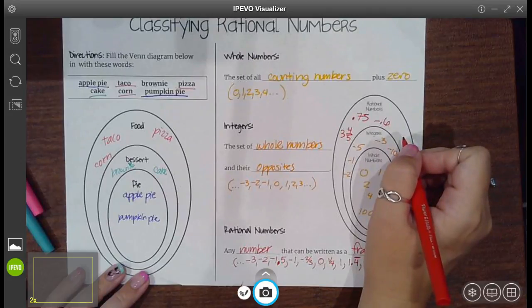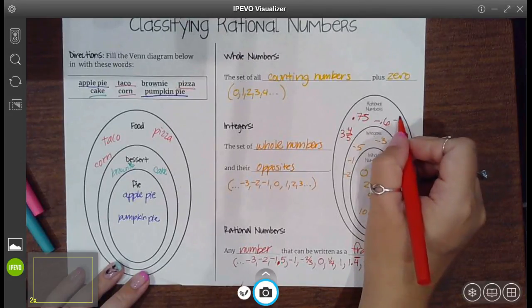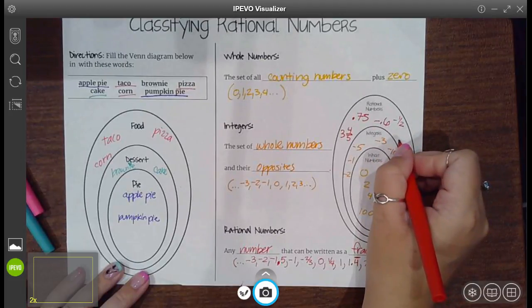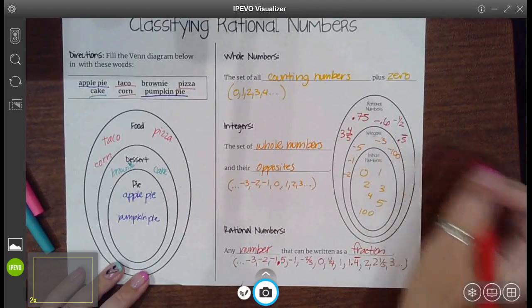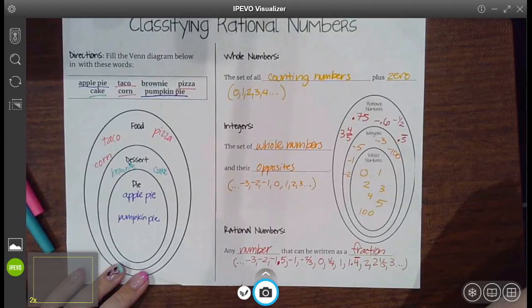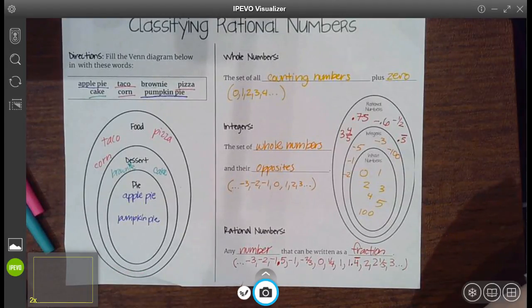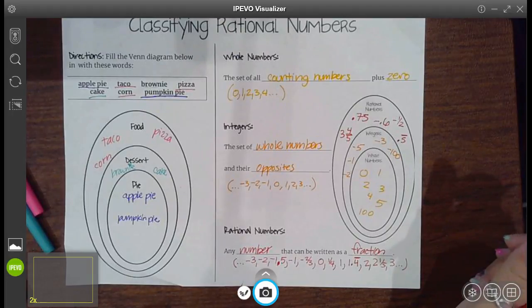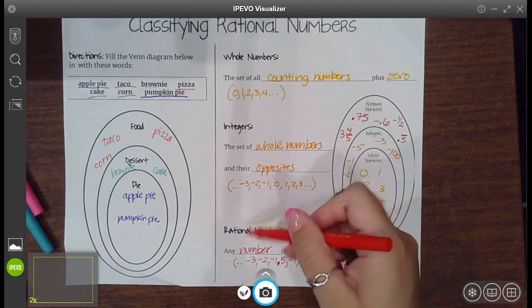There's such a thing as negative fractions or negative decimals. And it also can be repeating decimals. Those are rational as well. And there you go. For the sake of 6th grade, these are all the types of different classifications that work. They're all rational numbers.